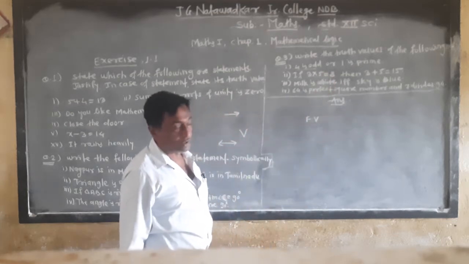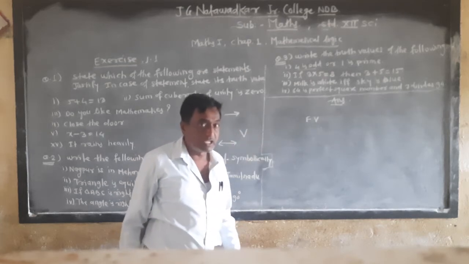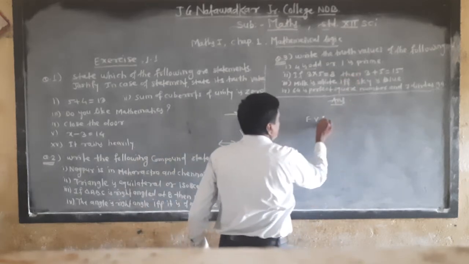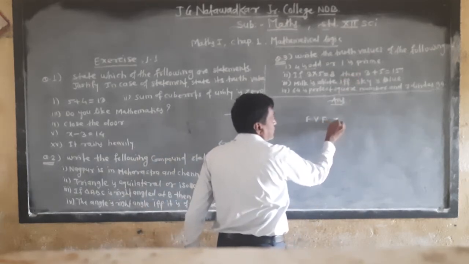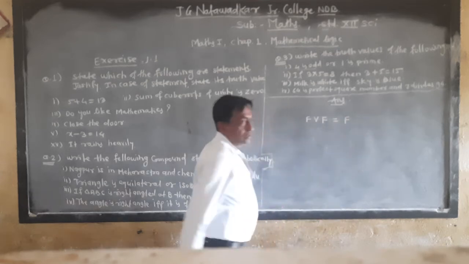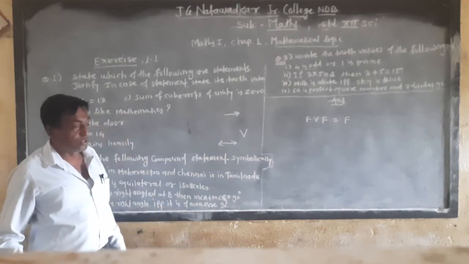This is the symbol for or. Now 1 is a prime number, but we know that 1 is neither prime nor composite. So that's why it is also a false statement. And so false disjunction false is false. We already saw this in the last webinar. So these are the connectives.